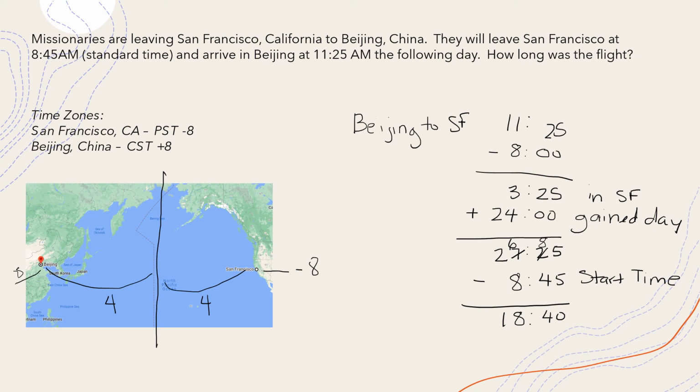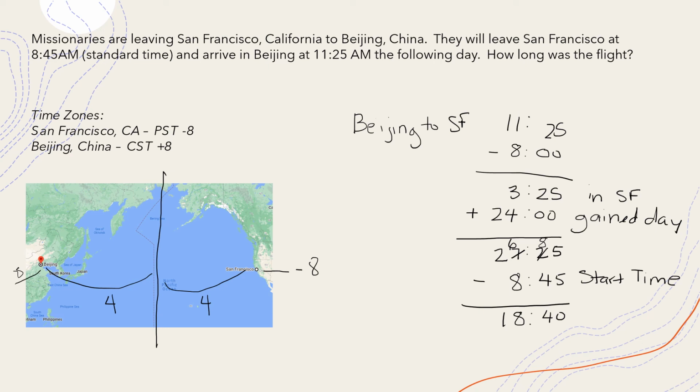So the flight time, even if there was a layover, there could have been a layover in there, the whole travel time that they spent getting from San Francisco all the way to Beijing, China would have been 18 hours and 40 minutes. Now, it really didn't matter which one I converted. If I wanted to convert the San Francisco into China time instead, I could have done that too, and it would have given me the same amount. The only major thing you need to consider is that you need to add in that gain day no matter what, or your calculations won't come out correctly.